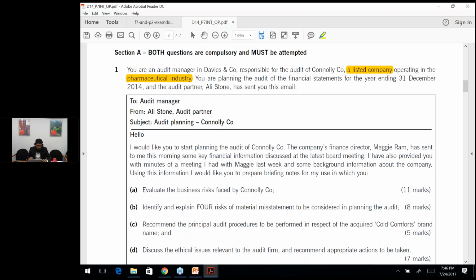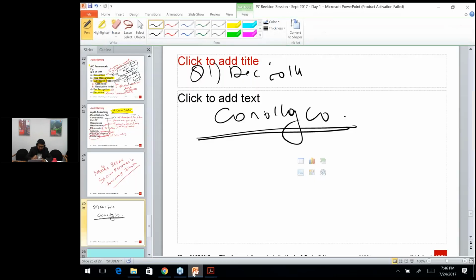Now, what does the email say? The email says that I would like you to start planning the audit of Connolly Company. The company's finance director has sent me this morning some key financial information discussed at the latest board meeting. I've also provided you with minutes of the meeting, etc. The first requirement is to evaluate the business risks faced by Connolly Company. So what exactly do we do when the question says evaluate the business risk, and how exactly do we answer it?